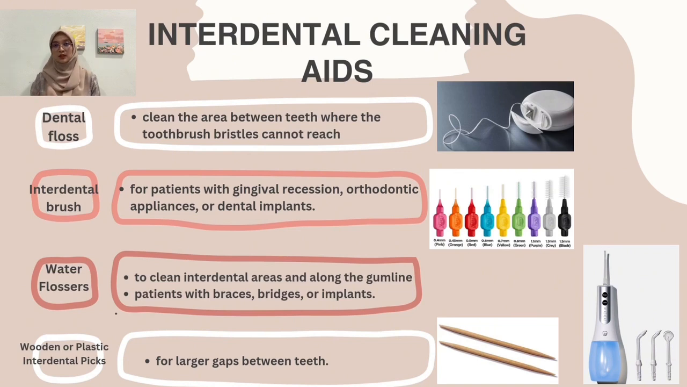And the next example is the water flosser or oral irrigator. It is a device that uses a jet of water to clean the interdental area and along the gum line. It is effective for plaque removal in patients with braces, bridges, or implants. And the last example is wooden or plastic interdental picks. It is suitable for individuals with larger gaps between the teeth.